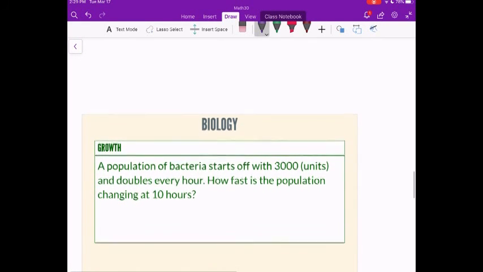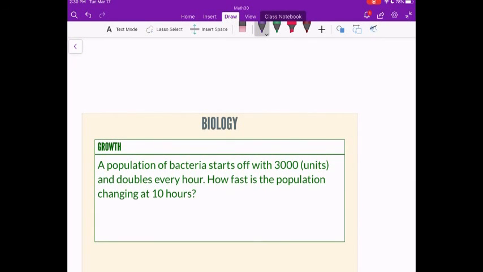We see applications of derivatives in biology. So here's a basic one. A population of bacteria starts out with 3,000 units and doubles every hour. How fast is the population changing at 10 hours? So at the first hour, at 0 hour, it's 3,000 units. Since it doubles every hour, then after 1 hour, we'll have 6,000 units, and then 12,000 at the next hour, etc. So how fast is the population changing at 10 hours?